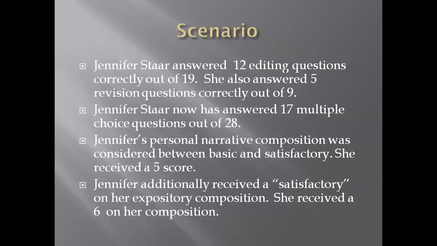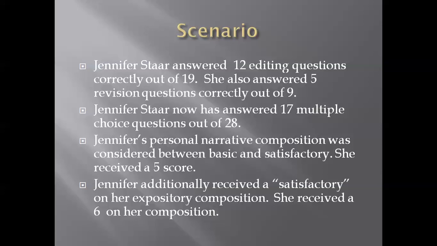So let's go ahead and go over some scenarios. Jennifer Starr received 12 questions out of 19 correct, and she received 5 out of 9 from the revision. So you add 12 and 5, that's 17, and then she received a 5 for satisfactory writing performance. She was between basic and satisfactory, so a 3 and a 2 on her personal narrative. So 17 and 5 is 22, and then she received a 6. 22 and 6 is 28. So her raw score is a 28.